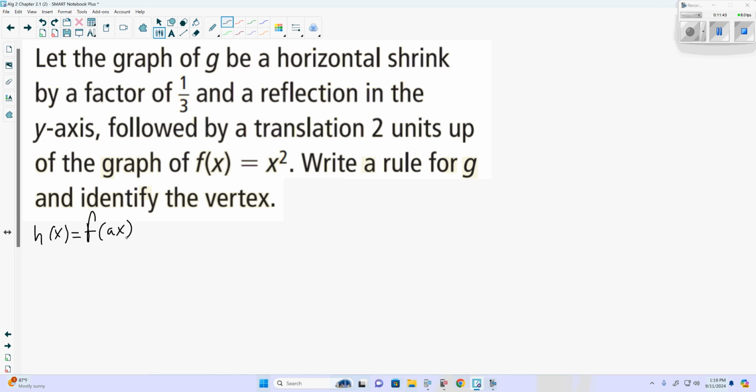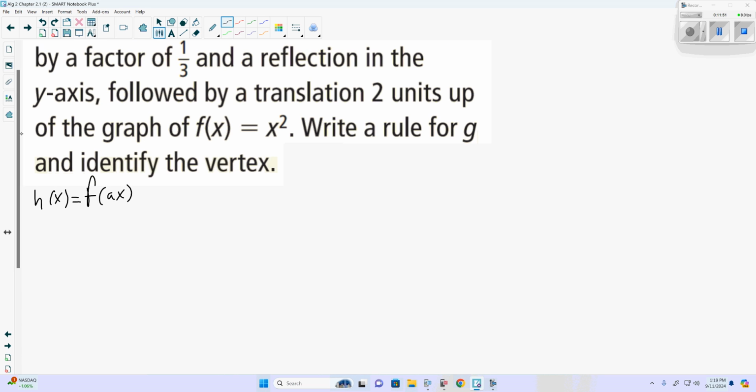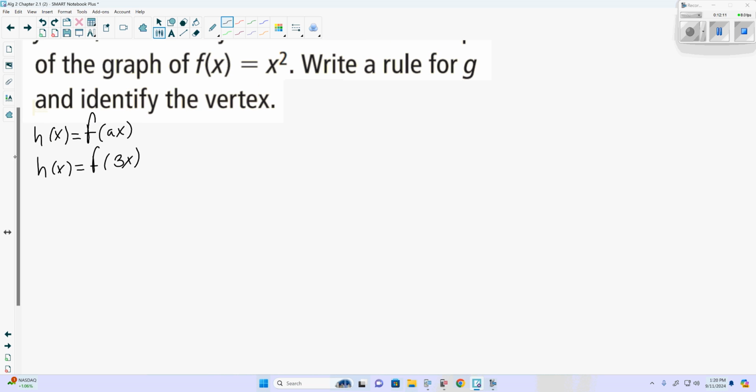Our horizontal stretch or shrink is going to be our f of ax, where a is our factor that we're stretching or shrinking the function horizontally by. Now, horizontal stretch or shrink, we got to be careful because they said it was a horizontal shrink of 1/3. We're not plugging 1/3 into the function. We have to flip it to 3/1 or just 3, giving us f of 3x.